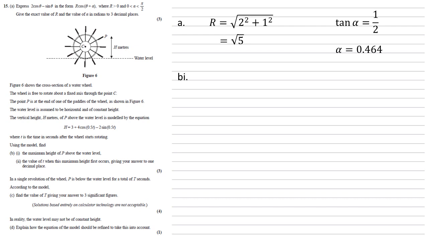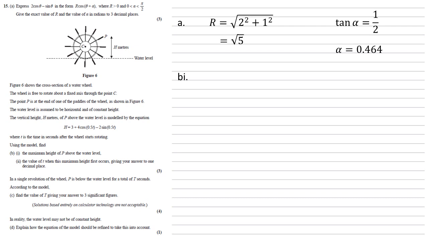Figure 6 shows the cross section of a water wheel. The wheel is free to rotate about a fixed axis through the point C. The point P is at the end of one of the paddles of the wheel, as shown in figure 6. The water level is assumed to be horizontal and of constant height. The vertical height, h metres, of P above the water level is modelled by the equation h equals 3 plus 4 cos 0.5t minus 2 sine 0.5t, where t is the time in seconds after the wheel starts rotating.